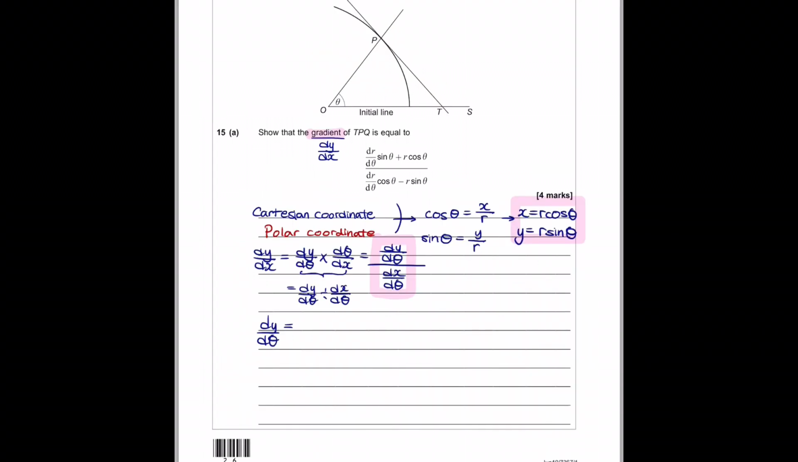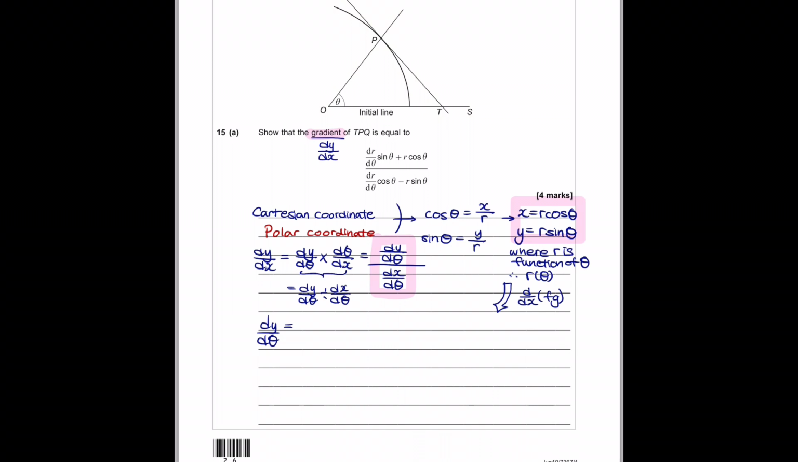So first let's find dy over d theta. And we have y is equal to r sine theta. And r, don't forget, is also a function of theta. So I'm going to put this down to emphasize this fact. So you cannot consider r as just a regular constant. That means we have to apply the product rule when we do the differentiation. So let's first differentiate the r term. So what was the product rule?